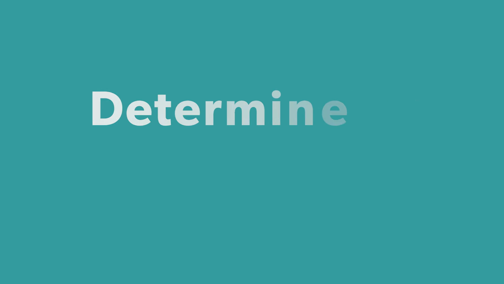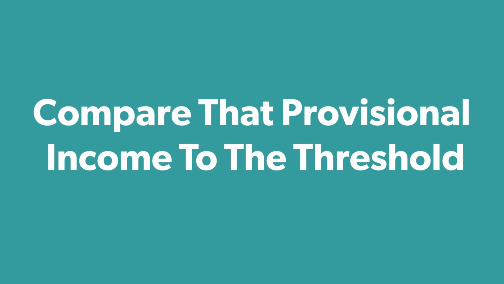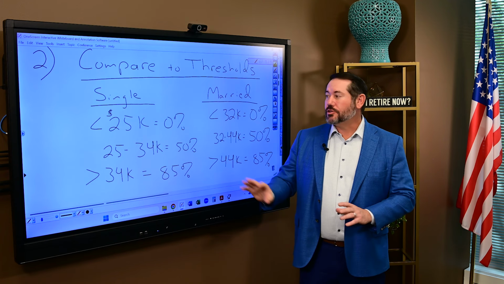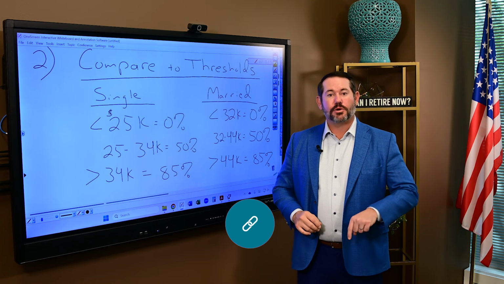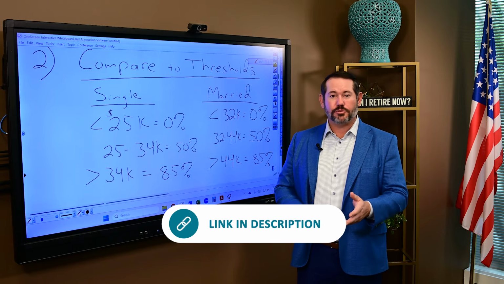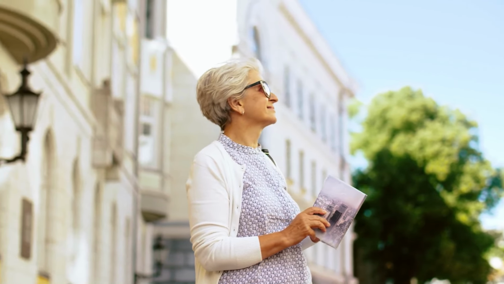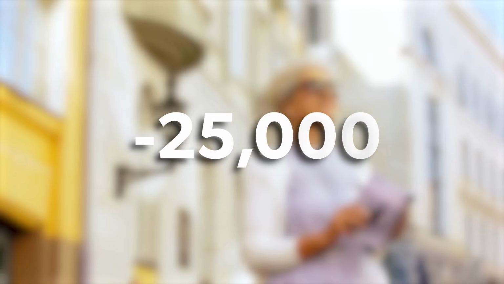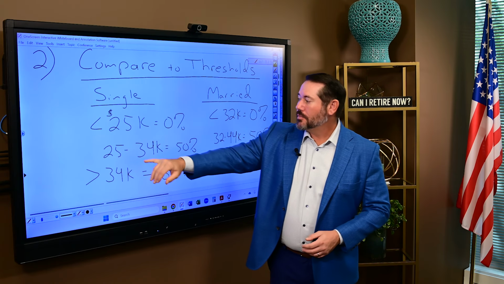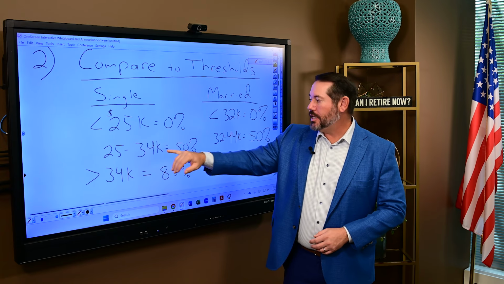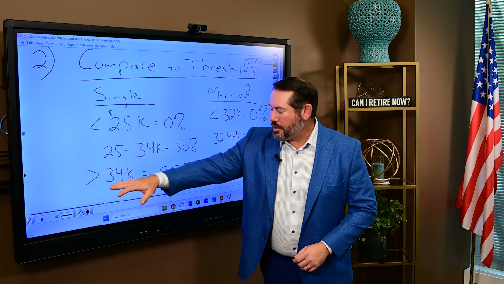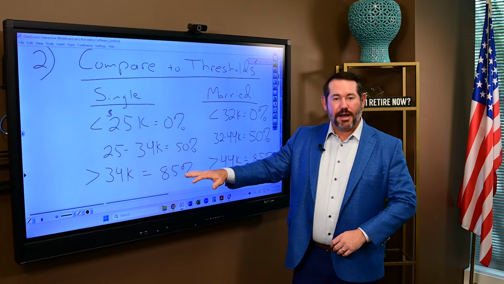Step two is we now have to compare that provisional income to the thresholds, whether you're single or married filing jointly, that the IRS gives us. You don't have to memorize these. We're going to have a link in the description to a blog post on our website where we'll have all of this written down so you can easily reference it in the future. If you're single, your first threshold is less than $25,000 of provisional income. If that's the case, 0% subject to tax. 25 to 34,000 of provisional income, 50% of your benefits could be subject to income tax. And if it's greater than 34,000, up to 85%.